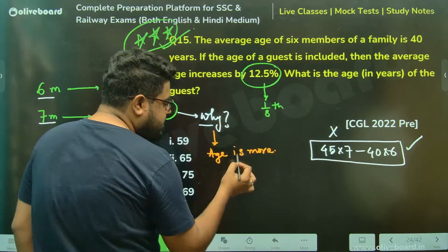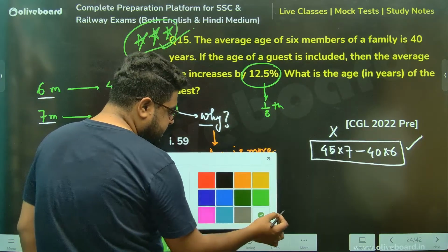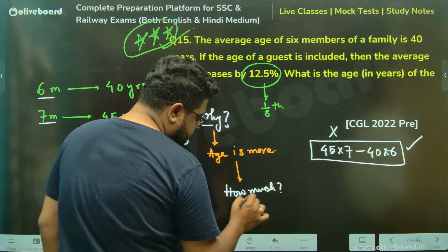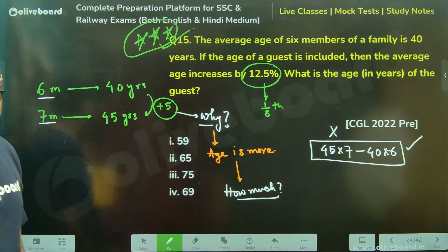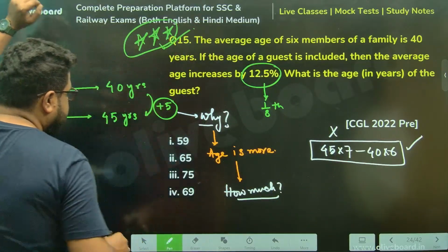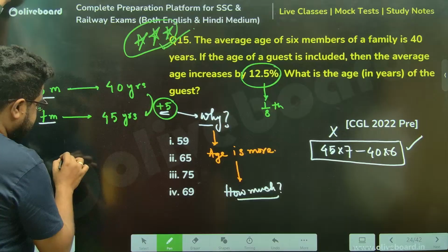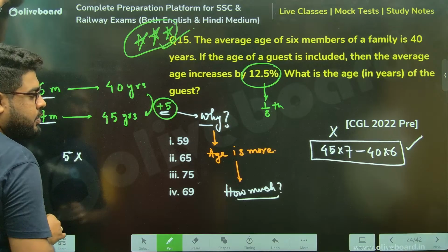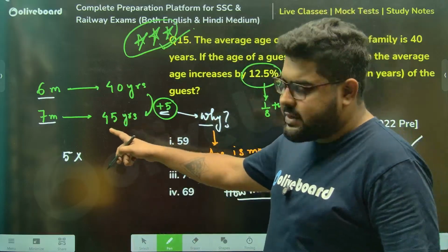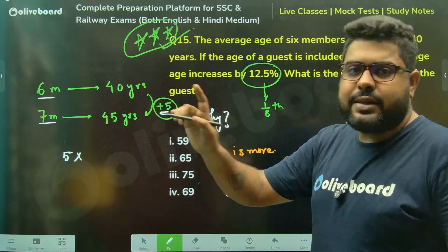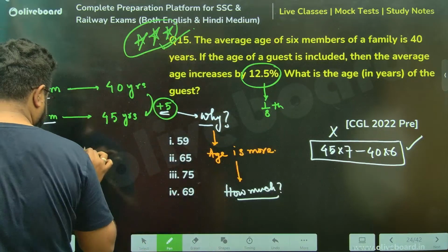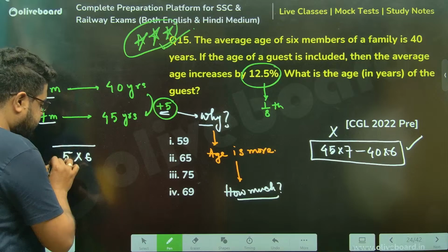Once I got the answer to this question, the next very natural question is, by how much more? How much more, sir? His age is so much more that he is causing an increment of 5 years in age to everyone other than himself. He is already older. So for all the other 6 persons, he is causing this increment.